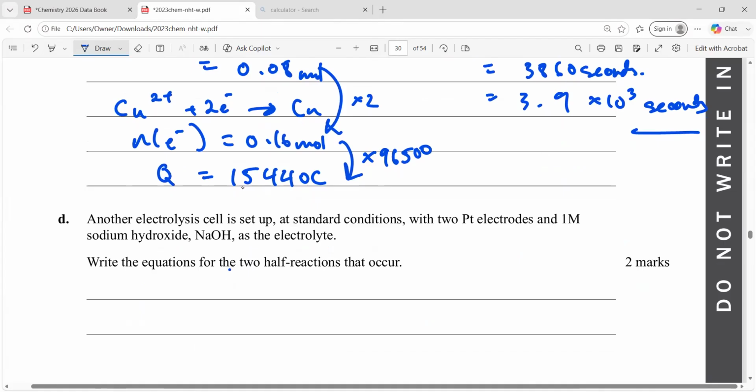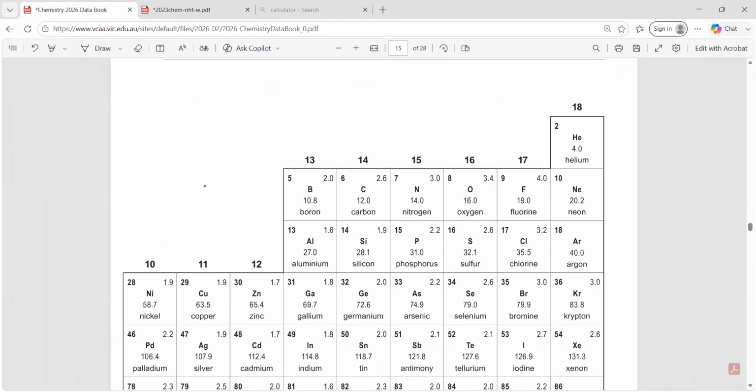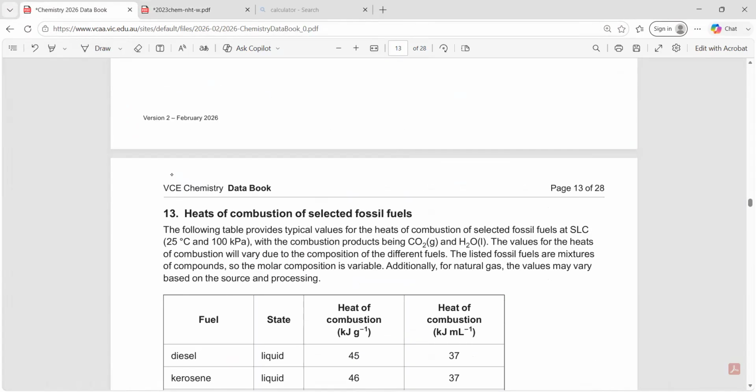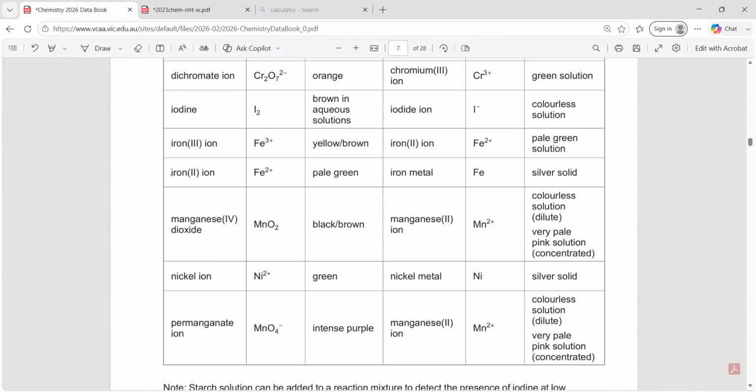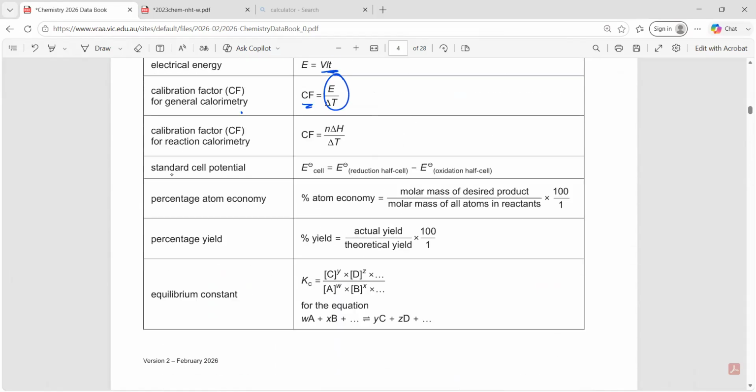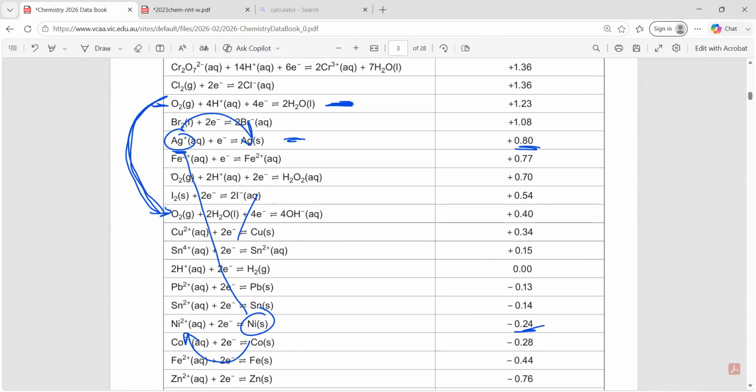You've got two platinum electrodes, electrolysis. So platinum doesn't do anything. You've got 1 molar, so you've got water, you've got sodium, and you've got hydroxide ions. So let's highlight them and see what's happening. That's the best way to do electrolysis questions: highlight your species and then reason with yourself about what would actually be happening.